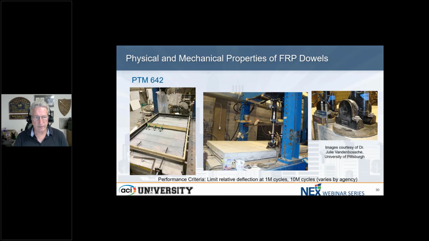And this is, again, a photograph of testing equipment at the University of Pittsburgh, provided courtesy of Dr. Vandenbush there.